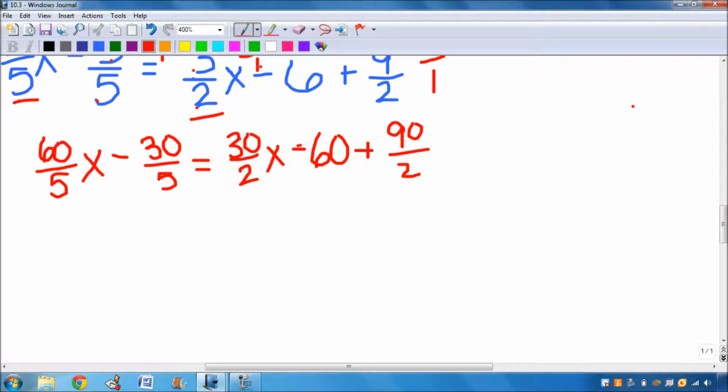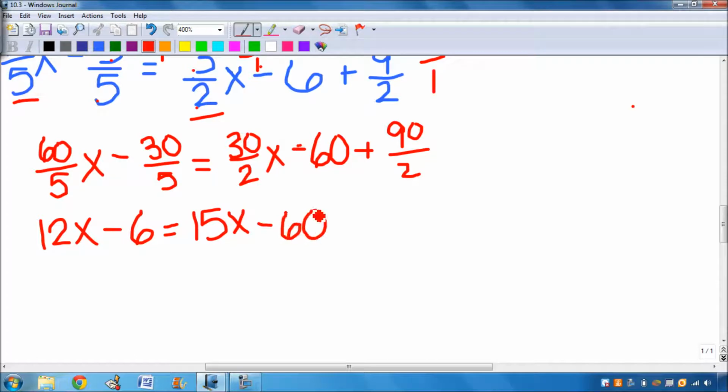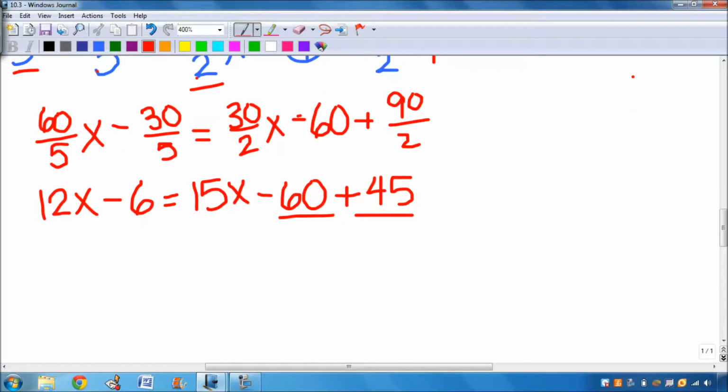So every single one of these numbers is evenly divisible. 60 divided by 5 is 12. 30 divided by 5 is 6. 30 divided by 2 is 15, so you get 15x minus 60, and then 90 divided by 2 is 45. All right, and then step 3 says to combine like terms. Well, on the left side, I don't have any like terms, but on the right side, I've got negative 60 and positive 45. So when you put those two together, you end up getting negative 15.